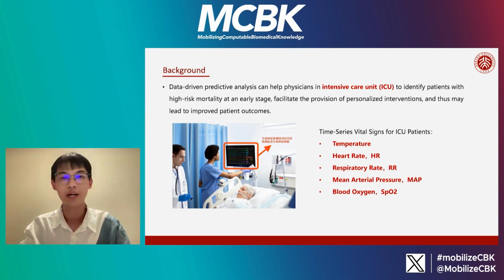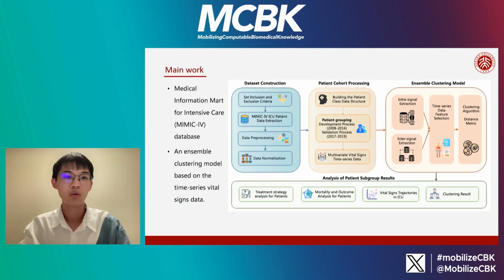We use 5 vital signs of patients within the first hours of ICU: temperature, heart rate, RR, MIP, and SpO2. We use the MIMIC-IV dataset published by MIT. From the figure, we can see that our main work is divided into 4 major parts: dataset construction, patient cohort processing, example clustering model, and subgroup result analysis.